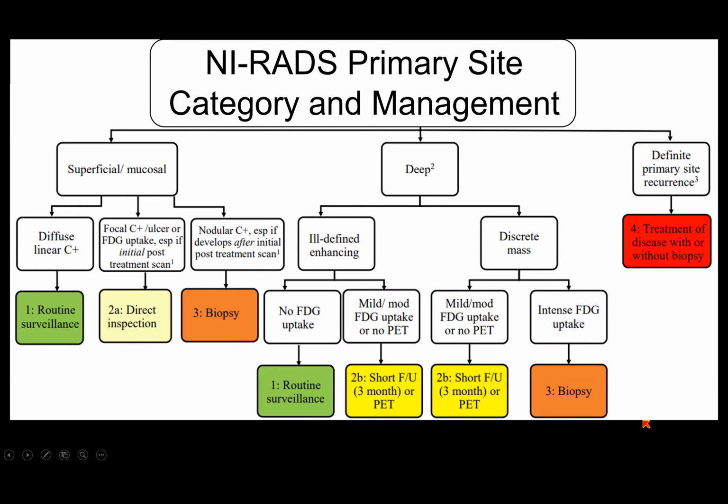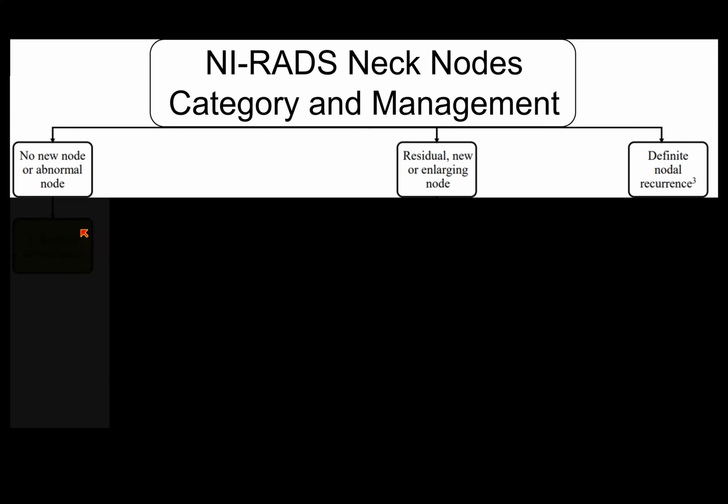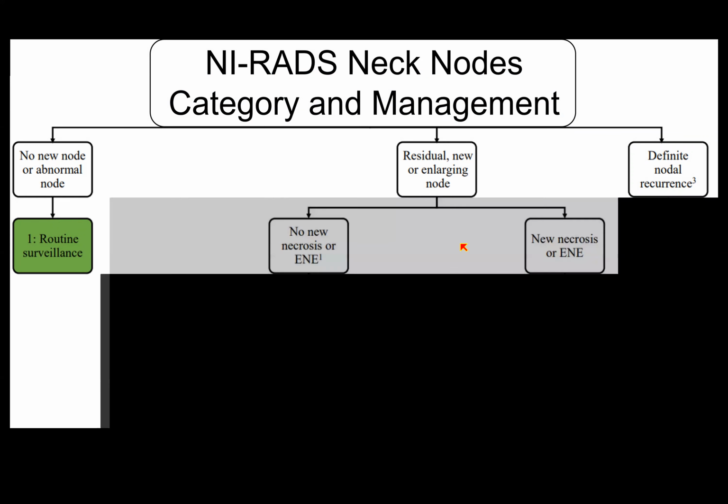So this is a pretty good system if you're looking at postoperative necks and you're not familiar with what to look for and you have a PET CT. And same thing with lymph nodes. When we think about nodes, we could think about no new nodes, residual new or enlarging nodes, or definite abnormality. If there's nothing new, that's level 1, obviously. So you're just going to continue routine surveillance.